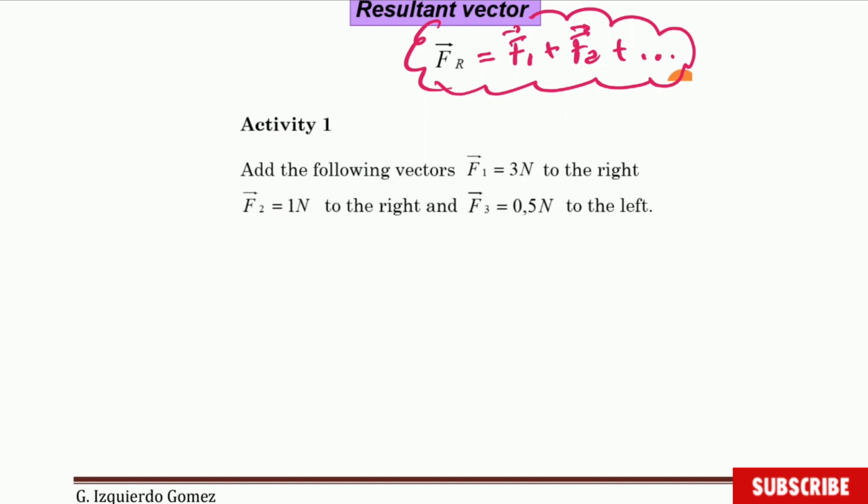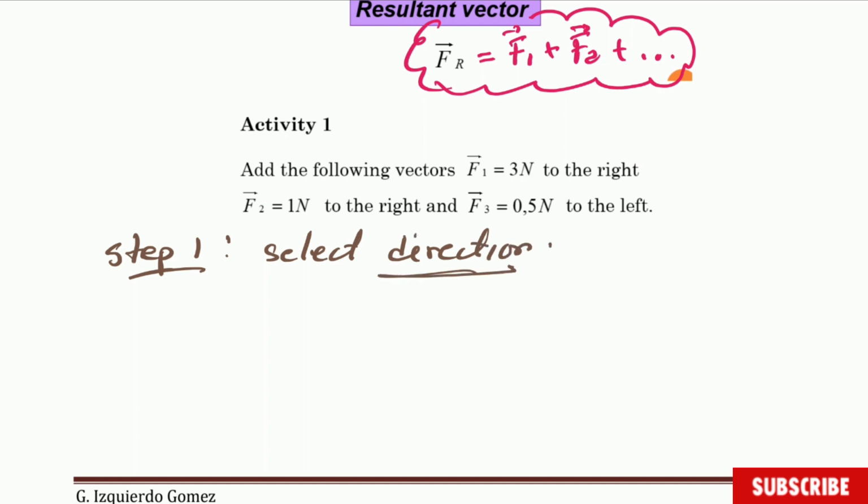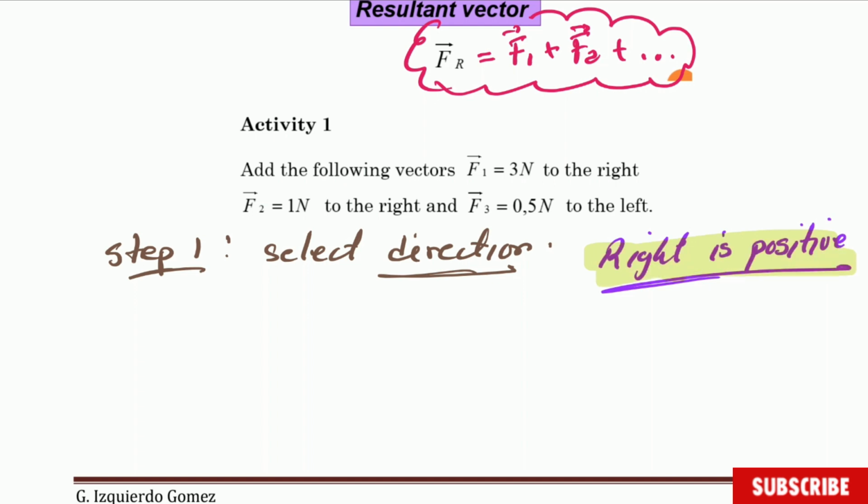So when you add vectors, the first thing you must do, so let's write, for instance, step 1, and then I'm not going to write all steps, but step 1 is to select direction. And remember, you are going to select the direction, unless your teacher tells you which direction you are going to use. So in this case, let's say right is positive, and that is a very important thing. You must write it, you must show it. It's nothing difficult.